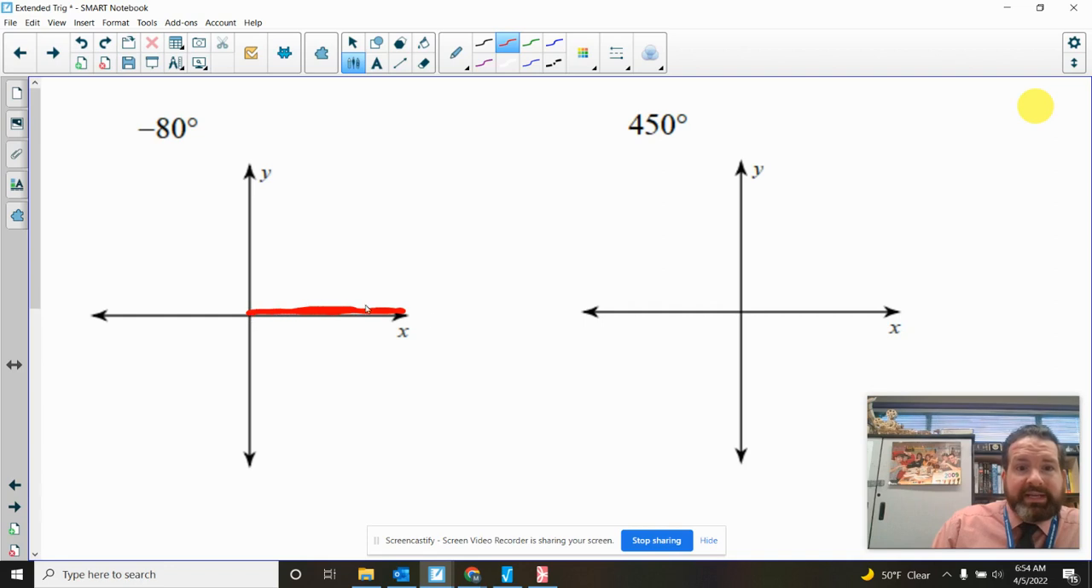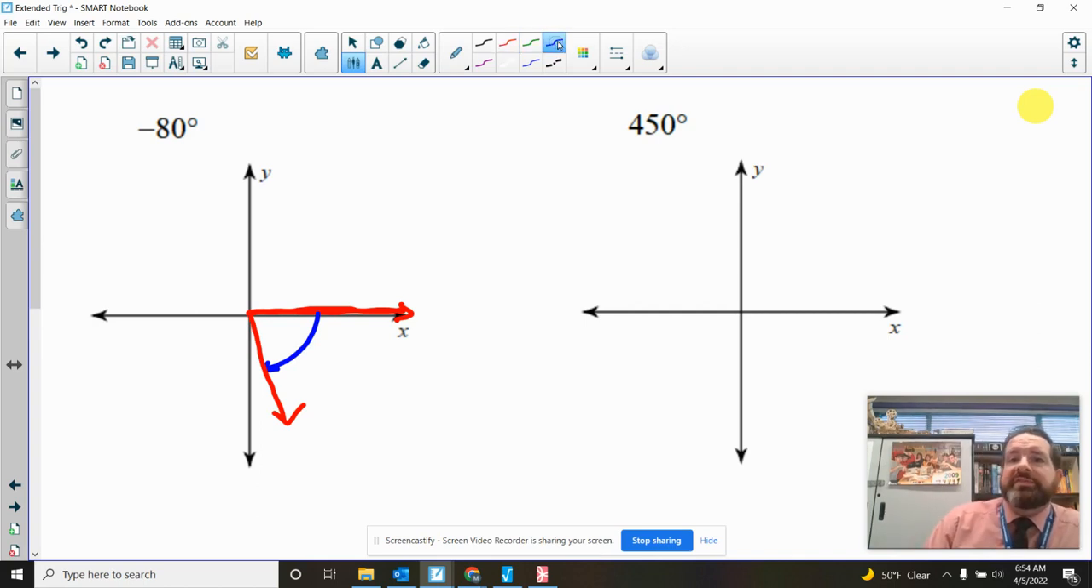Okay, so always starting in the same place, the positive x-axis. Negative 80 means we're going to be spinning in the clockwise direction. And 80 is not quite 90, so I want to go almost a quarter turn, but not all the way. So maybe something like about that. Put in my terminal side, and there you go. That's your negative 80-degree angle. The blue curve represents the angle, which has those two sides, the initial side and the terminal side.